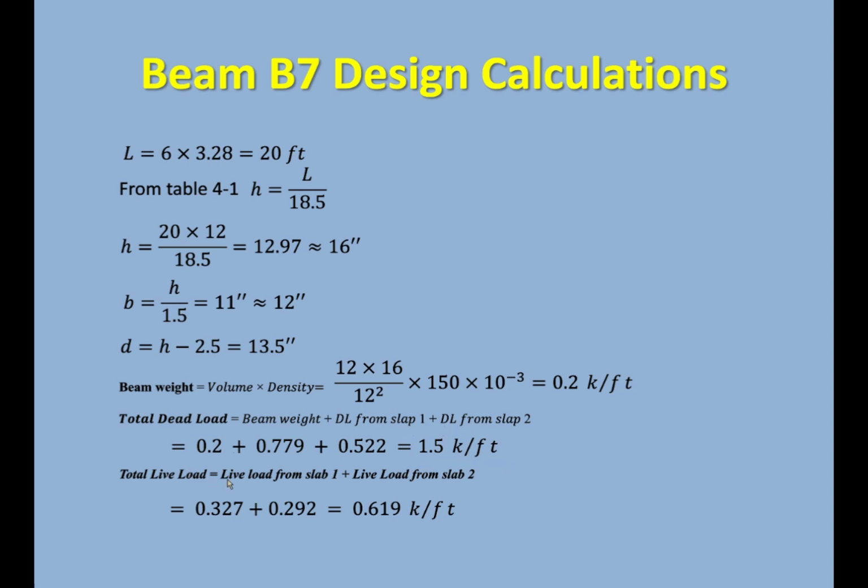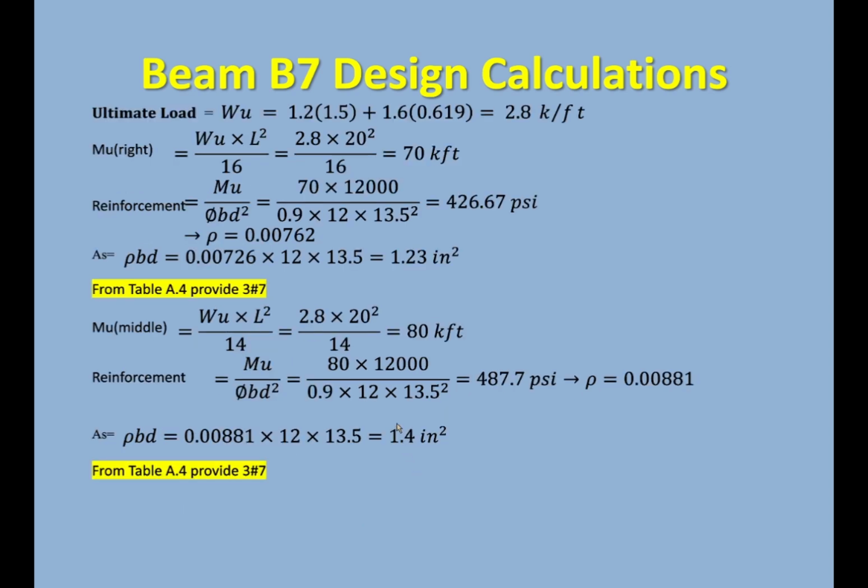And then for the live load, we also calculated live load from slab 1 and live load from slab 2, and we got that to be 0.619 kips per foot. So for the ultimate load, which is the formula of 1.2 multiplied by the dead load plus 1.6 multiplied by the live load, we got the ultimate load to be 2.8 kips per foot. And then we started the calculations for the moments.